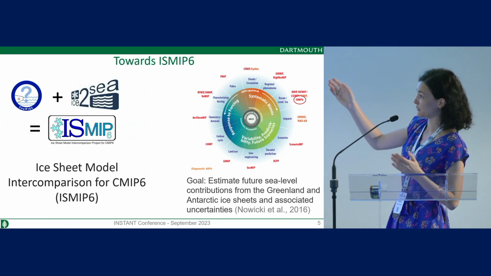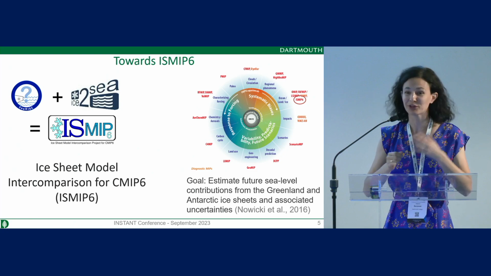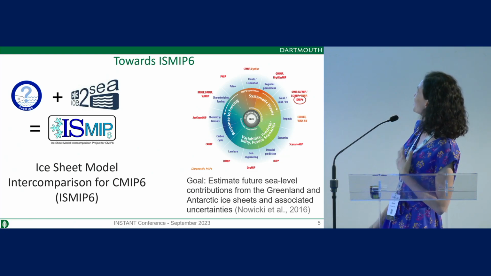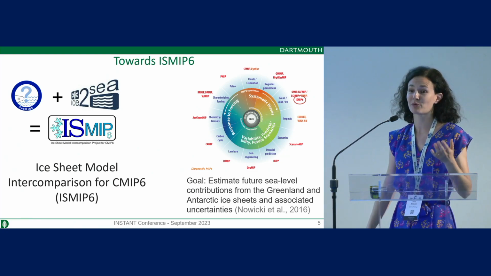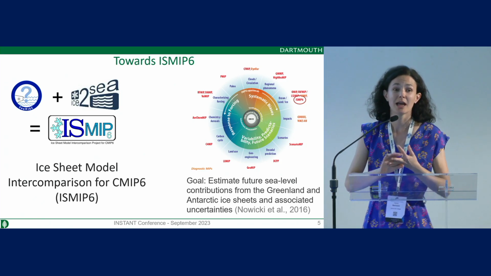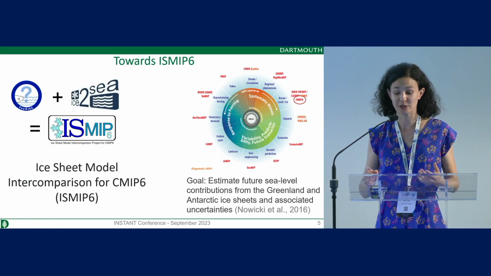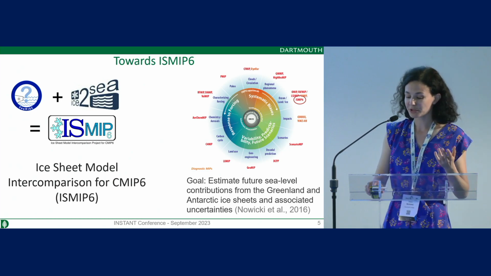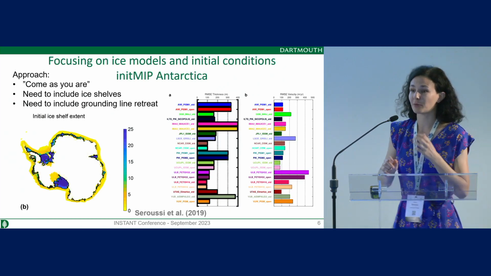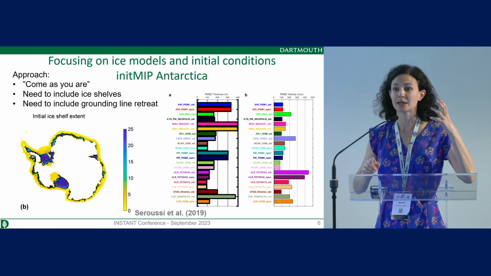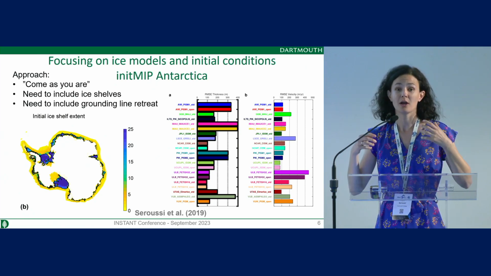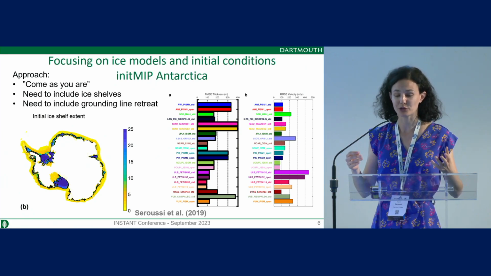And the goal of ISMIP6, and you've heard about that already this morning, so I don't need to explain, was to estimate future sea level contribution from both the Greenland and the Antarctic ice sheets, and to look at the sources of uncertainty in these projections. So what did we do? The first thing was that, as I said, models had lots of work to do to improve, capture important processes, improve their initial conditions.